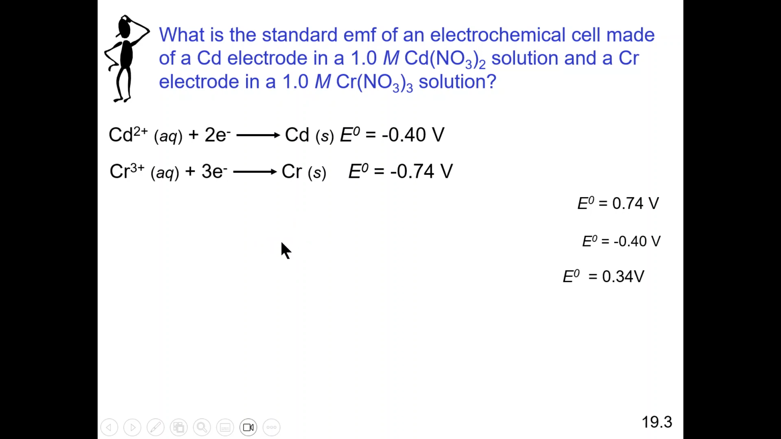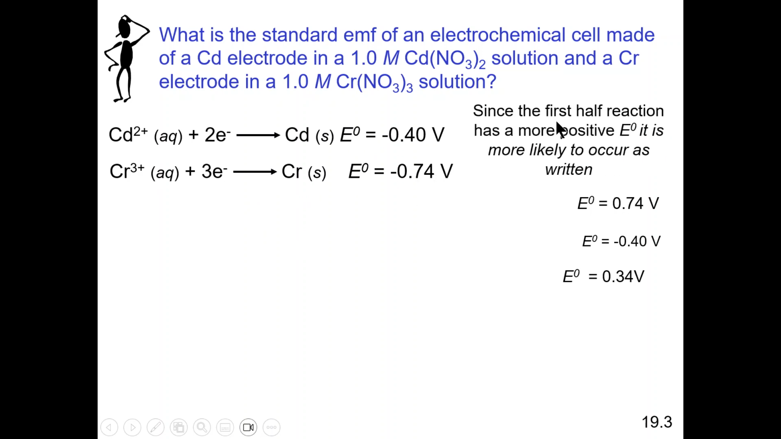Now, the first question you have to ask yourself is which of these two standard EMF values is higher? And the answer, of course, obviously, is the first one, right? Minus 0.40 volts is higher than minus 0.74 volts. So what that means is that this reaction is more likely to occur as written, which means that for the second half equation, the reverse reaction is going to take place, right? So since the first one is of a higher value, that will remain as it is. That is more likely to occur, and we need to turn this one around.